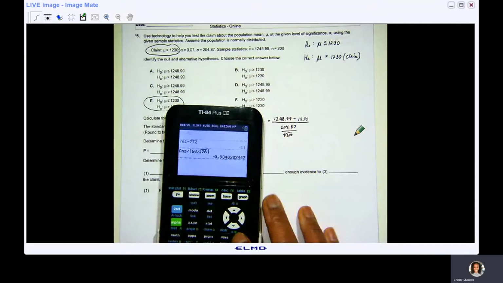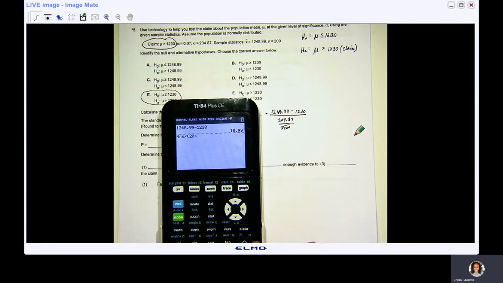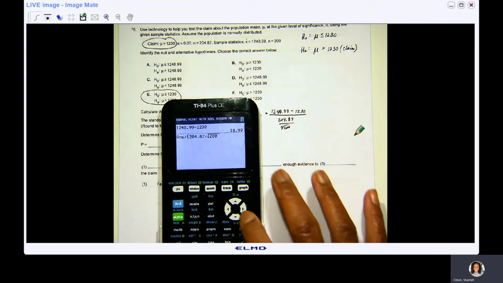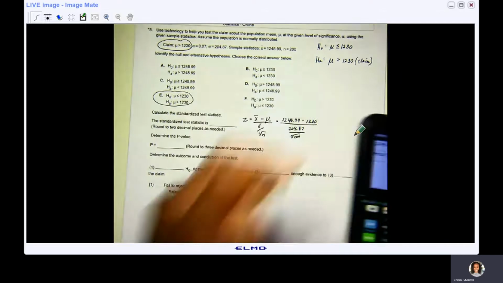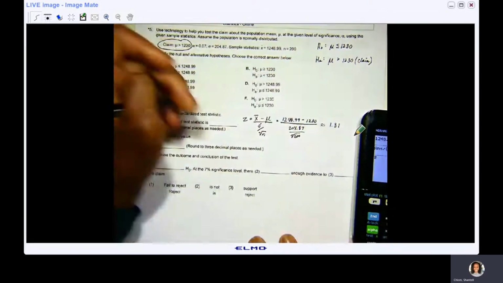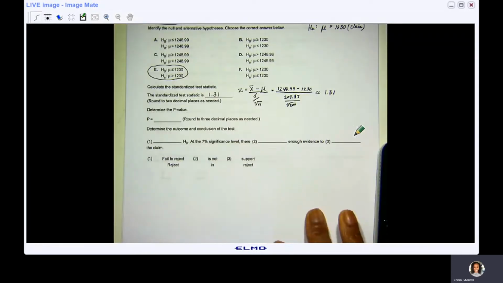All right, so 1248.99 minus 1230, and then divide that by parentheses 204.87 over the square root of 200. So we got 1.31 as our test statistic. Okay.